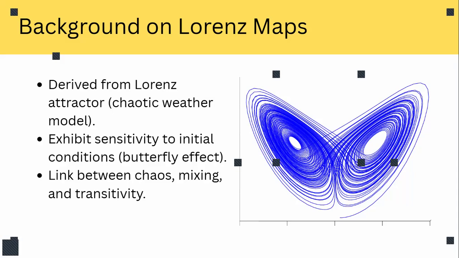So what is a Lorentz map? Lorentz maps originated from the Lorentz attractor used to model weather systems. They are 1D representations that retain the essential chaotic property, sensitivity to initial conditions, popularly known as the butterfly effect. Even a tiny change in starting value produces vastly different trajectories. These maps are ideal for studying mixing, transitivity, and chaos in a simpler setting.